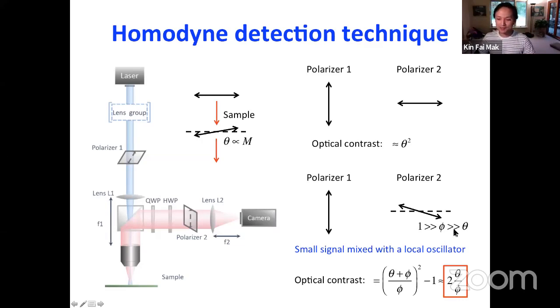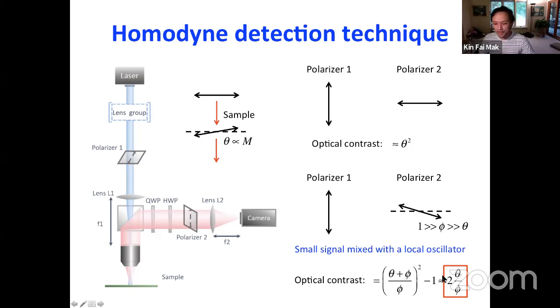But this phi angle is much bigger than the signal that is produced by the sample, theta. In this case, you can actually calculate the optical contrast. It turns out that by just rotating a small angle of the second polarizer, the small signal can now be mixed to a bigger signal. The small signal theta is now mixed to a bigger signal phi here.